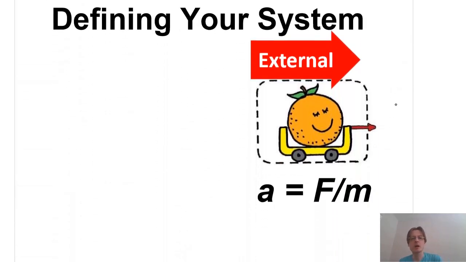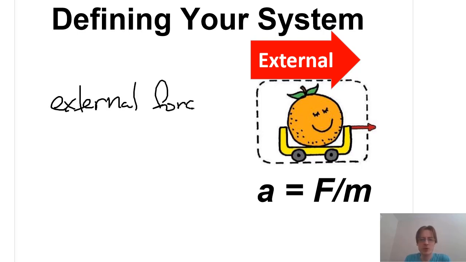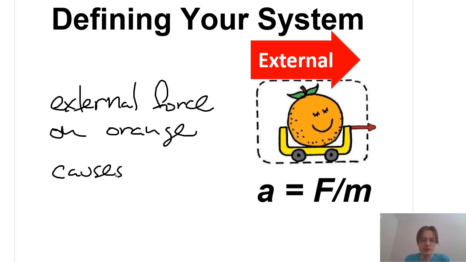Okay, there we go. So here it is, just drawn in isolation. There's an external force that acts on the orange. External force on the orange causes its acceleration. No paradox, no puzzle at all. Simple as that. The acceleration of the orange would be equal to the force that the apple gives, F, divided by the mass of the orange and the cart that it's riding in.